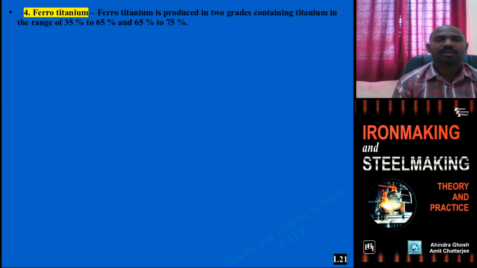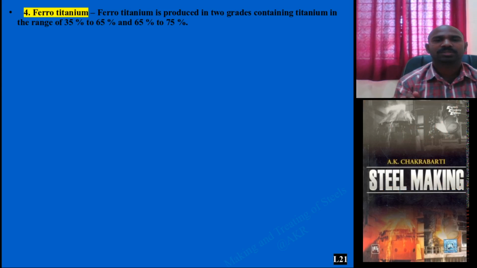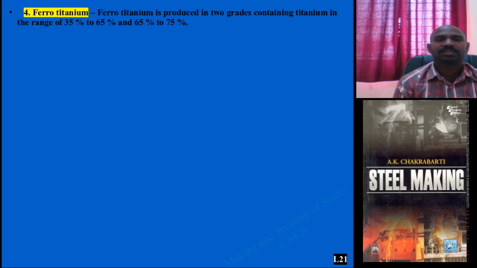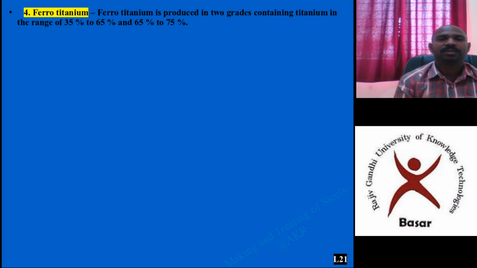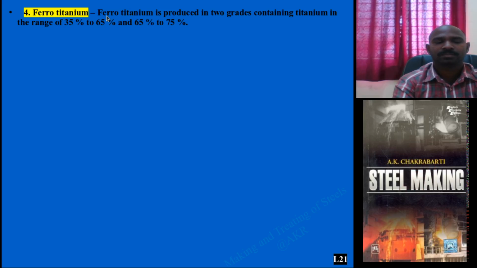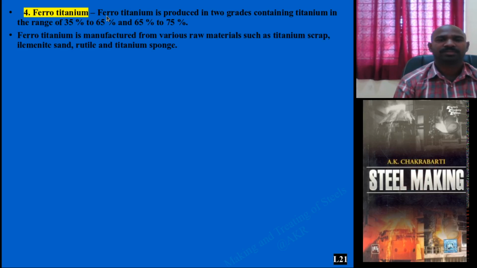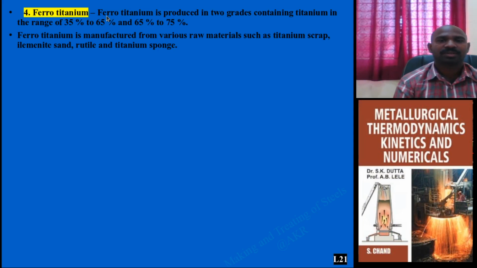There was one of the additions included here, ferrotitanium. It is an alloy of titanium and iron. Broadly it is classified into two different grades. One with the titanium range of 35 to 65, the other with the 65 to 75 range ferrotitanium grades. Based on the titanium grade, it is classified as a titanium alloying addition.